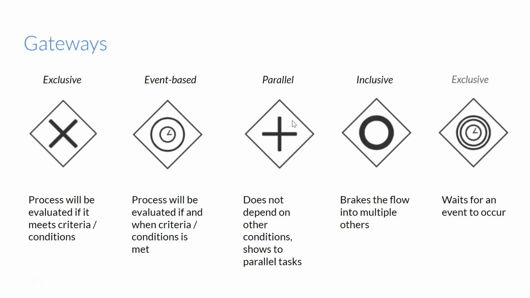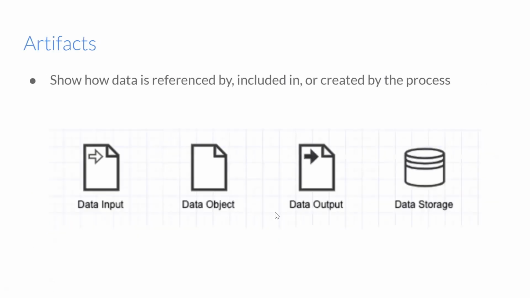BPMN artifacts provide additional information and context to a business process diagram. There are four types: data objects representing information used or produced, groups used to group activities or objects, annotations that provide explanatory information, and text annotations, similar to annotations but with less detail.